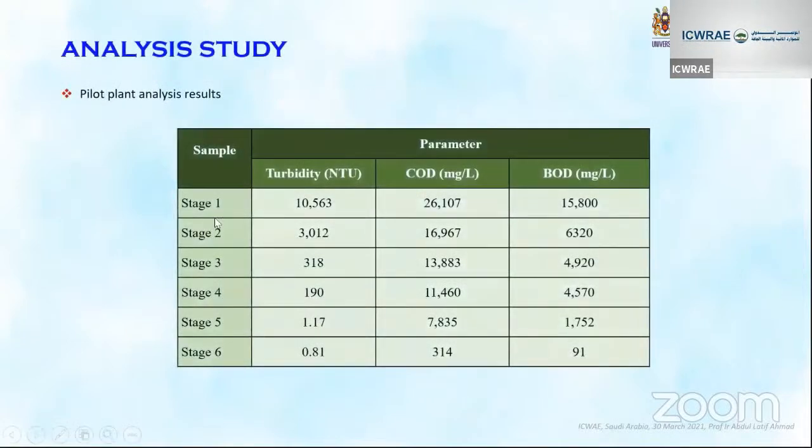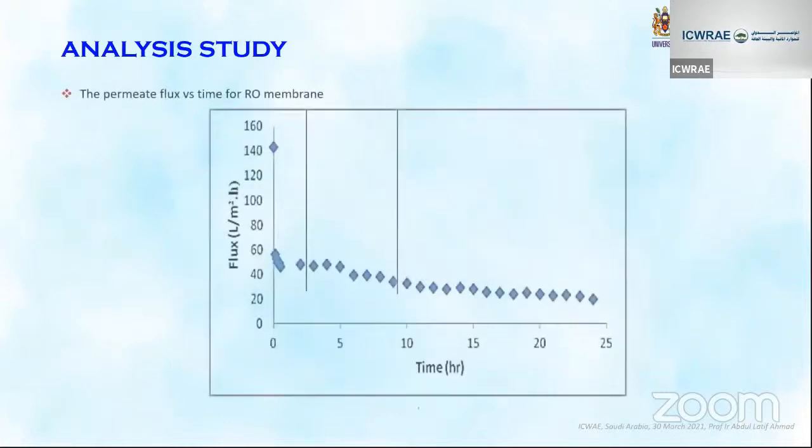Okay. This one shows turbidity, COD and BOD; you can see a lot of reduction from stage 1 until stage 6. Turbidity, referring to the suspended solids, goes from 10,000 to 0.81. COD, 26,000 becomes 314. BOD from 15,000 becomes 91. It shows how effective this system is. This is the result of the flux. Even though it is reducing, after some time it almost stabilizes.